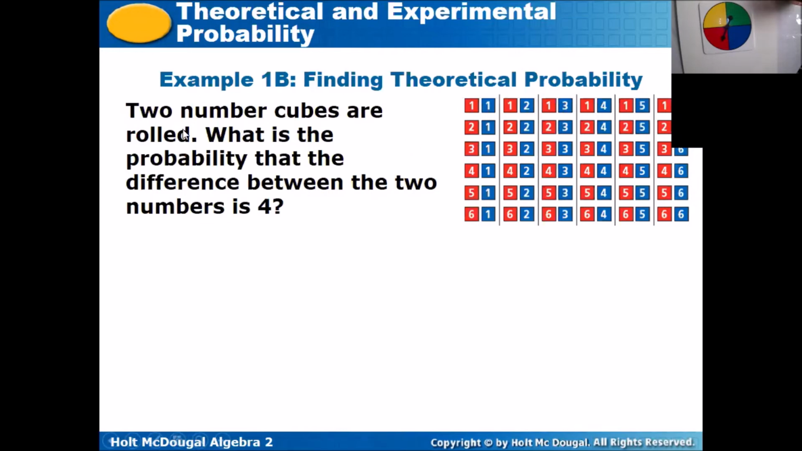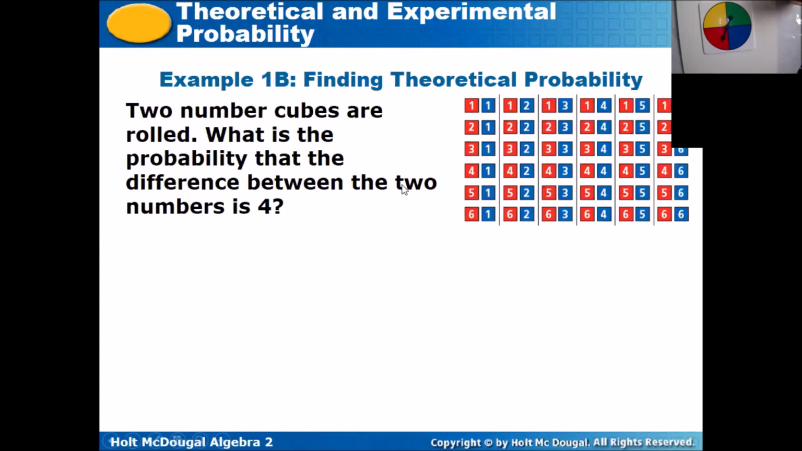Then this says 2 number cubes are rolled. What is the probability that the difference between the 2 numbers is 4? So what does that word difference mean, y'all? Anybody tell me, what does difference mean? Okay, so don't tell me. It means subtraction, doesn't it, guys?